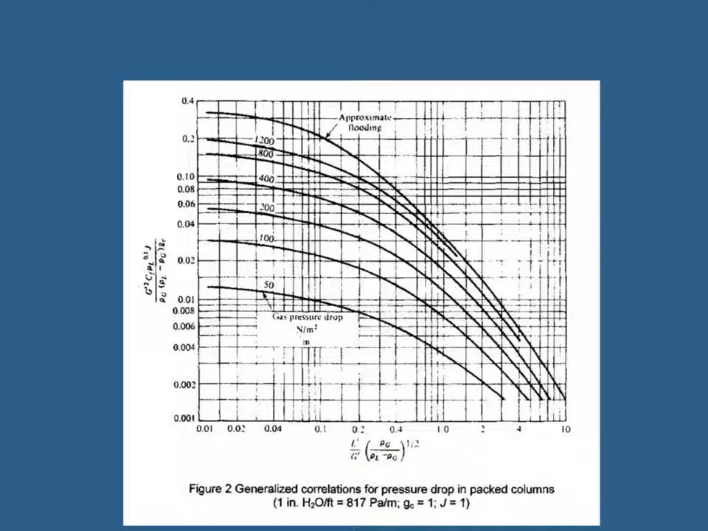From the previous calculation, we have delta P flooding is equal to 943.64 Newton per meter square per meter. And then for the abscissa, the x value is equal to approximately 0.019 or approximately 0.02.